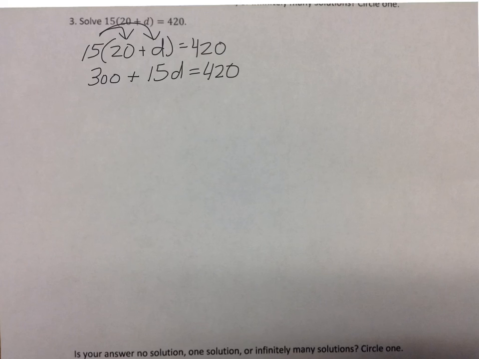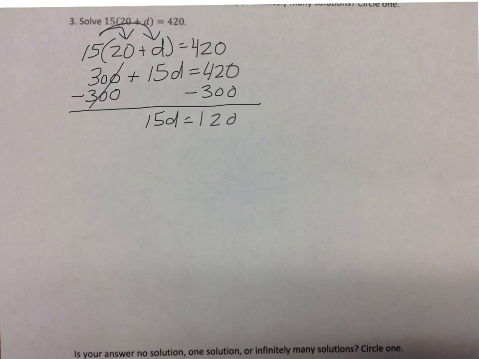Then what I see in front of me is a 2-step equation. I'm going to take care of the 300 first. The 300 is a positive. I want to do the opposite, which is a negative. And what I do to one side, I have to do the other side because remember, equations have to be balanced. The 300s cancel, and I get 15d equals 120. All right, next thing I'm going to do, I'm going to divide both sides by 15. And I'm going to get d equals 8.